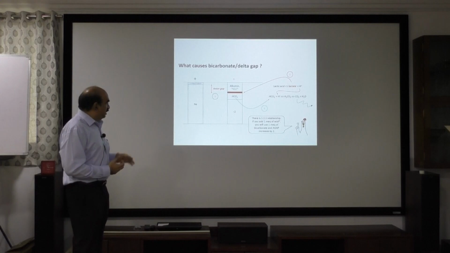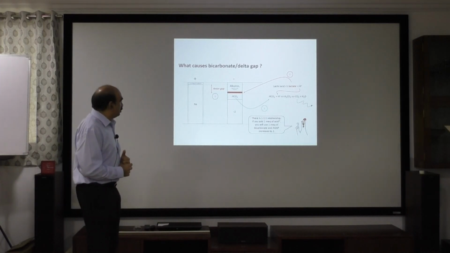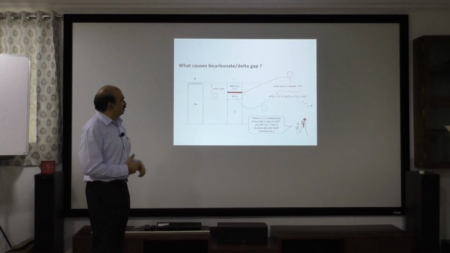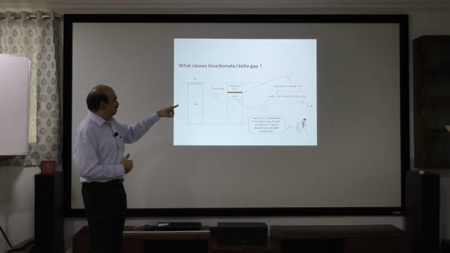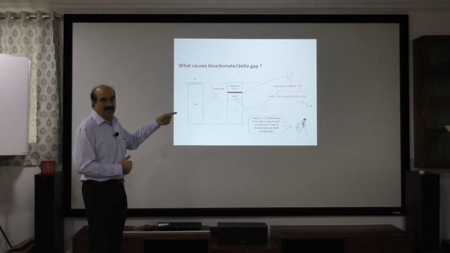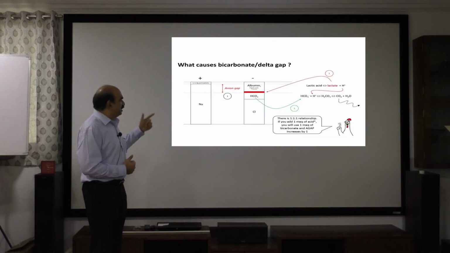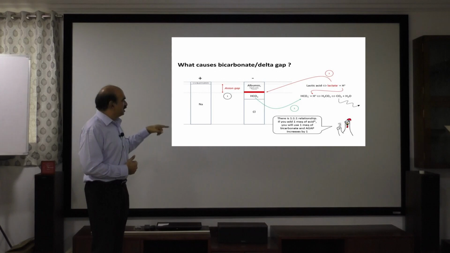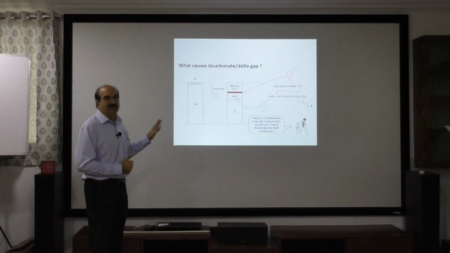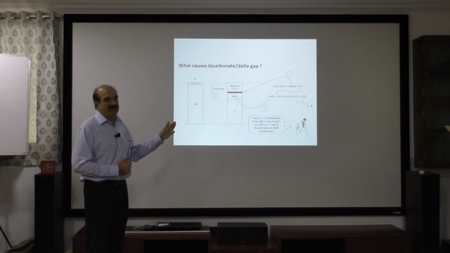Okay. So, in high anion gap metabolic acidosis, the mechanism is, if there is accumulation of lactic acid, it is converted into lactate and hydrogen ion, and that hydrogen ion combines with bicarbonate. So, there is a 1:1:1 relationship. If you add 1 milliequivalent of acid, you will use 1 milliequivalent of bicarb, and the anion gap increases by 1. That 1:1:1 will be maintained.